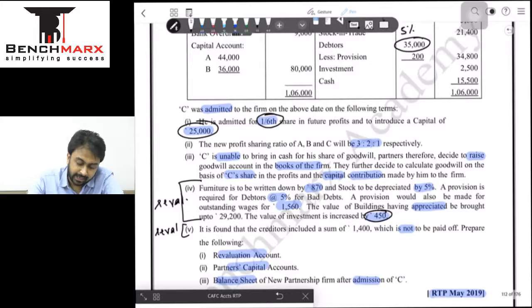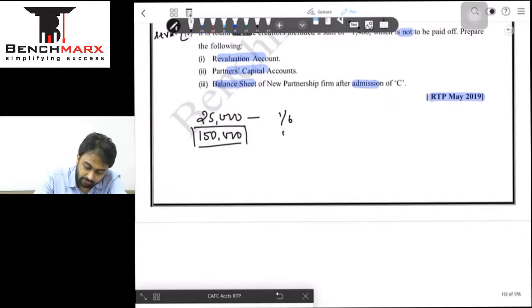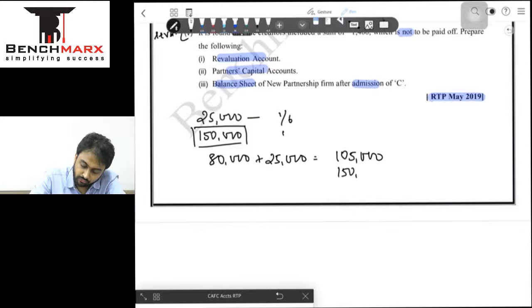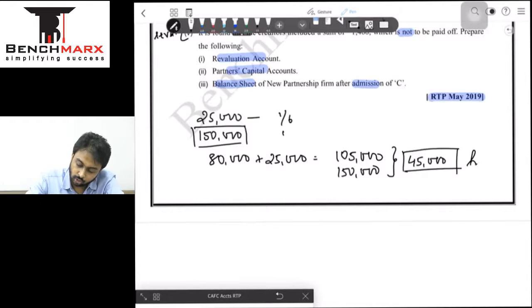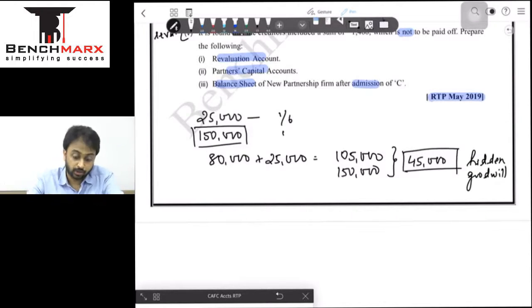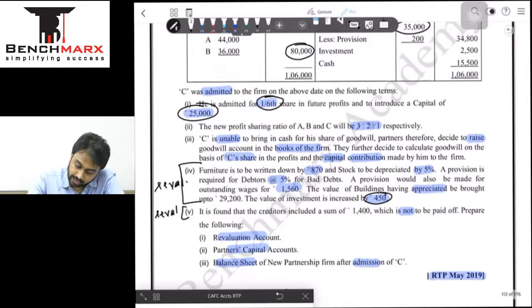Tell me what is A and B's capital? It is 80,000. What is C bringing? 25,000. So out of 150,000, 80,000 is existing, 25,000 is brought by the incoming partner, appears to be 1,05,000. Compare 1,05,000 with 1,50,000. The difference between the two appears to be 45,000, and this is the hidden goodwill. This is how goodwill has to be computed if we are supposed to compute goodwill basis. क्या बोला है क्वेश्चन में?